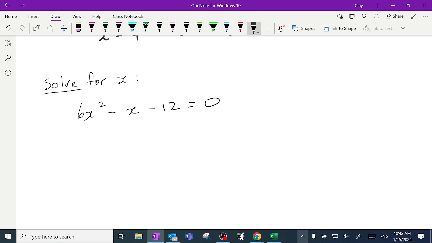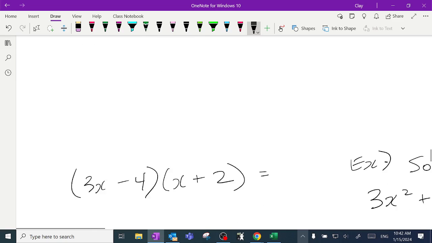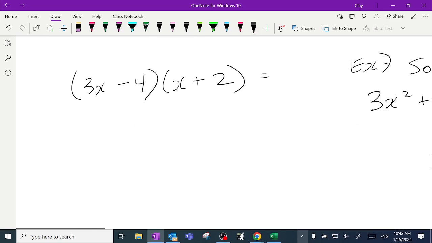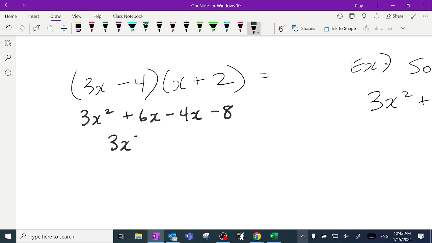Well, I'm going to maybe do a quick example down here before I get to that example. Do you remember foiling when these numbers here weren't 1s? 3x times 1x is 3x². 3x times 2 is 6x. -4 times x is -4x. And -4 times 2 is -8. Getting low on time here. So this is 3x² + 2x - 8.